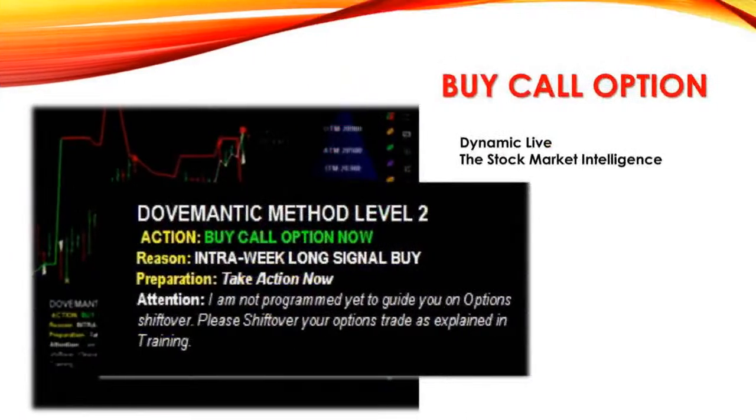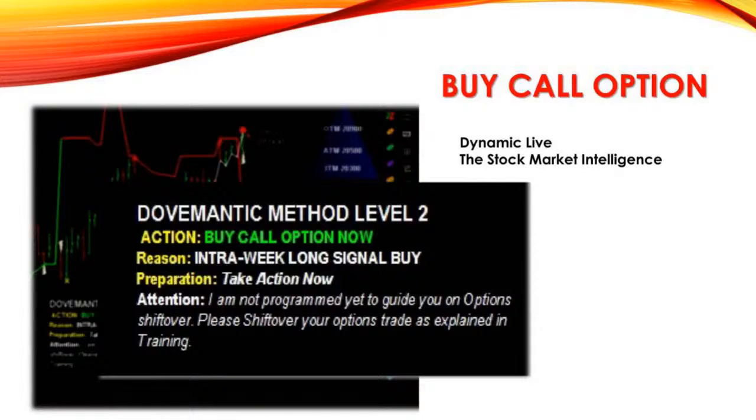So whenever the Dynamic Live feels that the price is going to increase, then here under the Dynamic method level 2, in the action information, it will be very clearly written as buy call option now. So it is directly telling you to buy a call option. So today you don't have to waste your time reading books, learning what is options and lot many things. Rather, you can straight away start trading. Similarly, when it feels that the price is going to decrease, then it will be written as buy put option now. So both in an uptrending market as well as in a downtrending market, it will guide you to trade and it will help you to earn money.